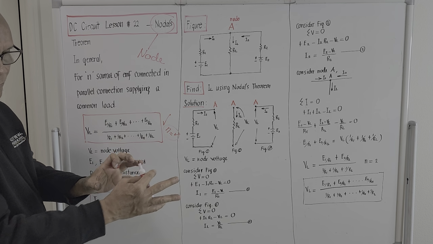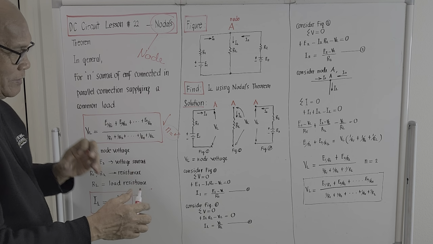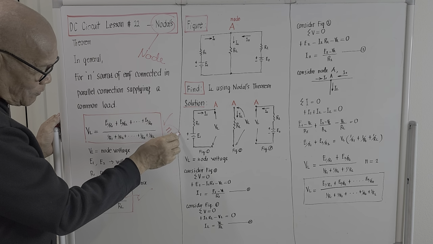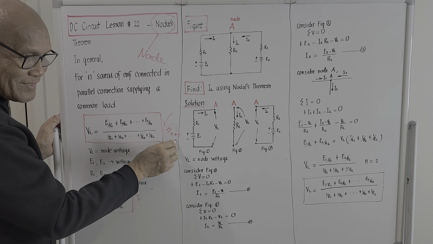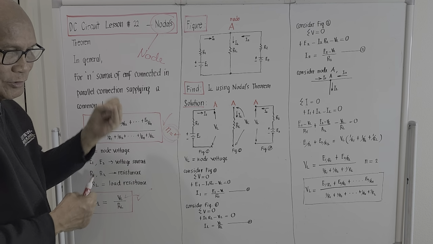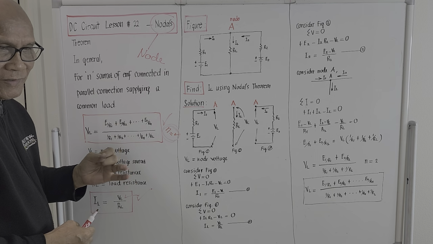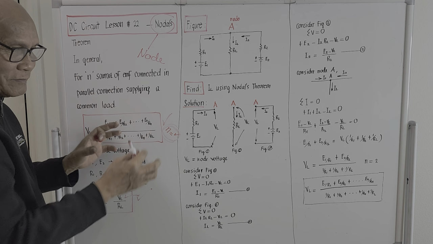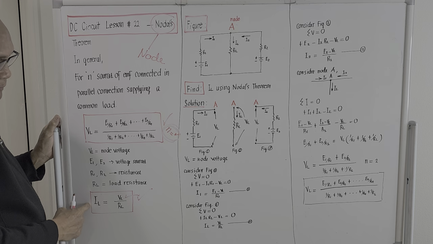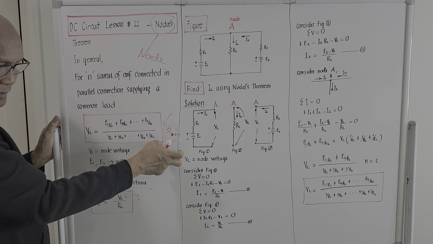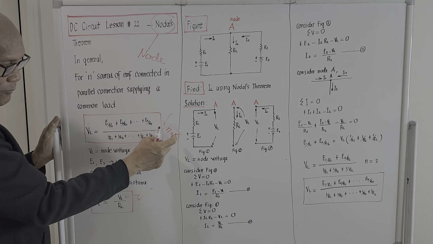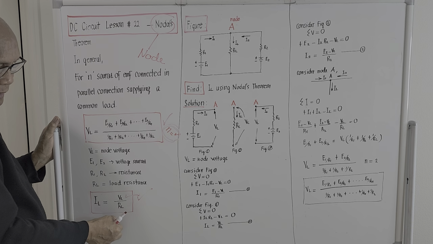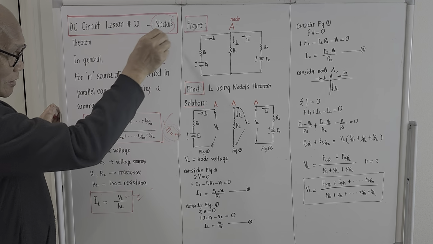So for Nodal's theorem, just remember this equation here, but take note of the value of n, because the value of n could be 2, could be 3, it could be 4, it could be 5. So this is a variable thing. And for I sub L, upon the computation of V sub L by using this, taking note of the value of n, I sub L now will be V sub L over R sub L. That's Nodal's theorem.